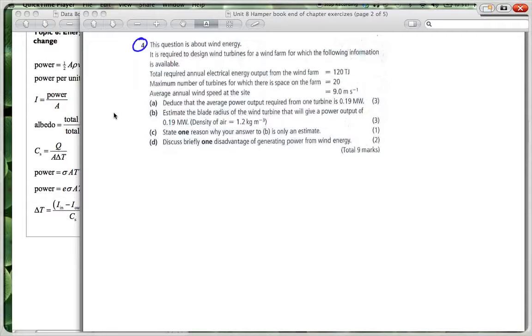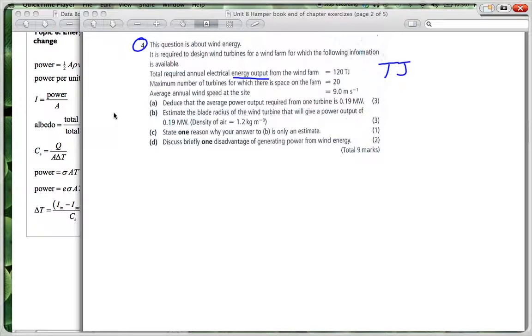Question 4, this question is about wind energy. It says it is required to design wind turbines for a wind farm for which the following information is available. Total electrical energy output from the wind farm is 120 TJ. Now what is this TJ?